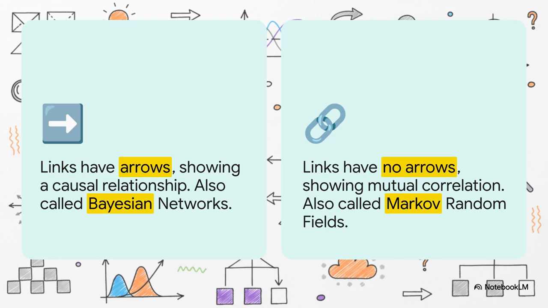Then on the other side, you've got undirected graphs, or Markov random fields. Here, the lines have no arrows. They just show a mutual relationship, like how a pixel in a photo is probably going to be the same color as the pixels right next to it.